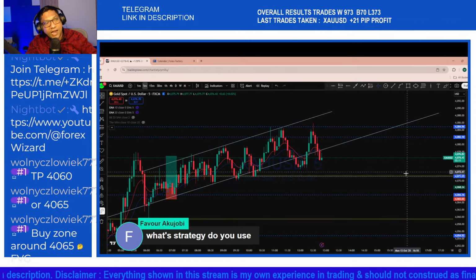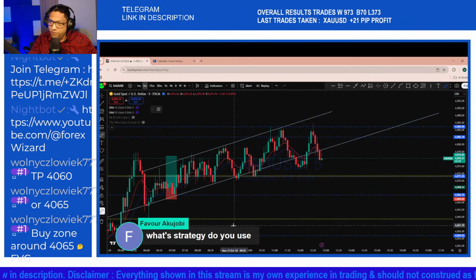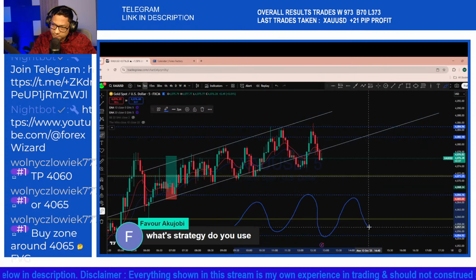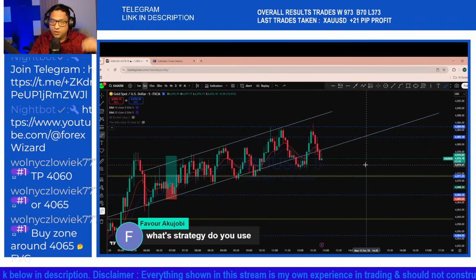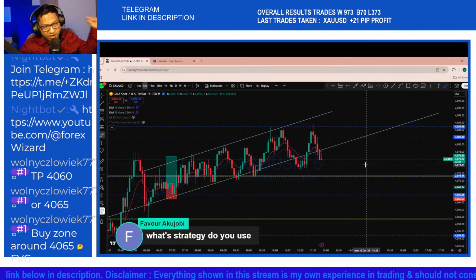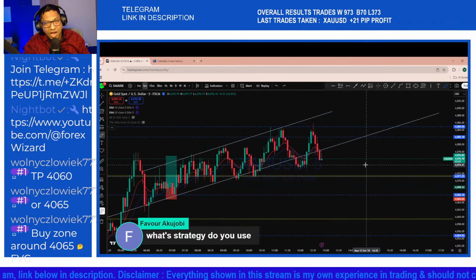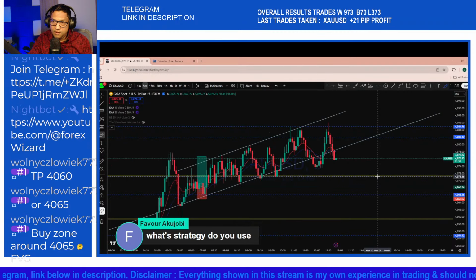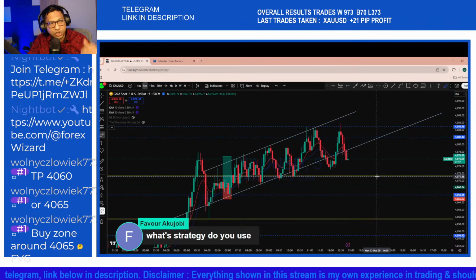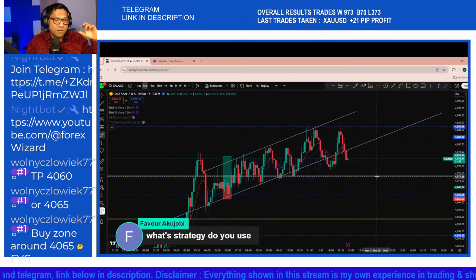It's like a sine wave. If you look at a sine wave, it repeats the same thing over and over and over again until your account reaches a certain profitability.